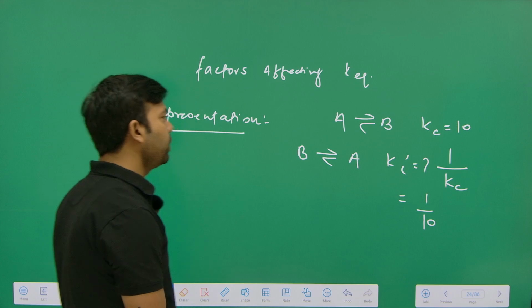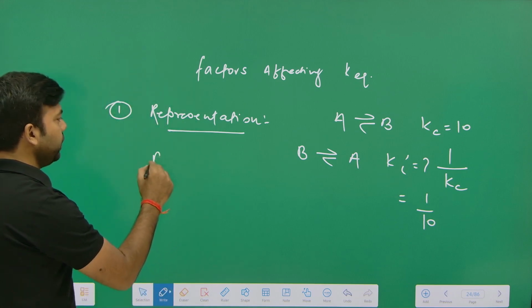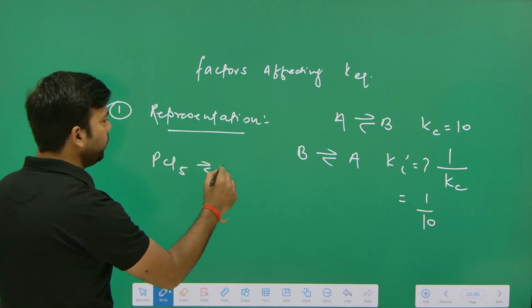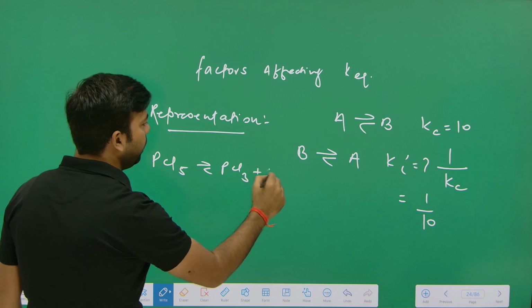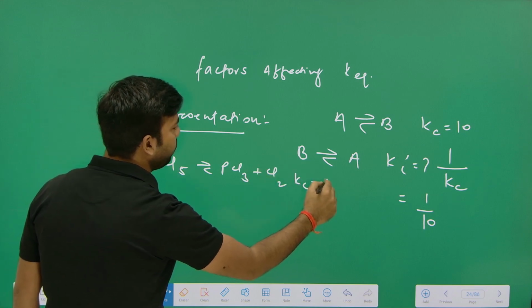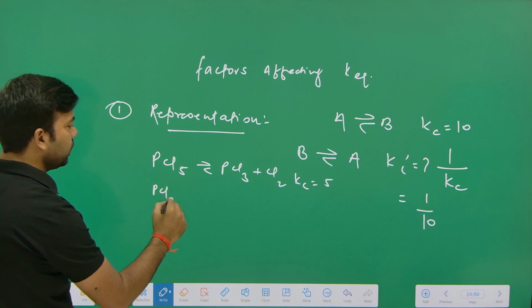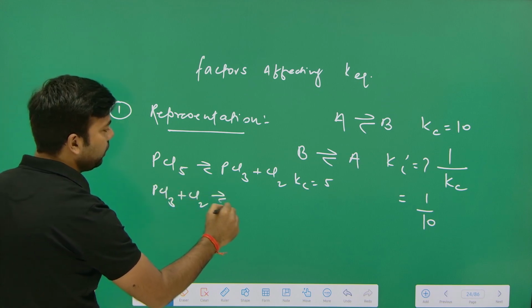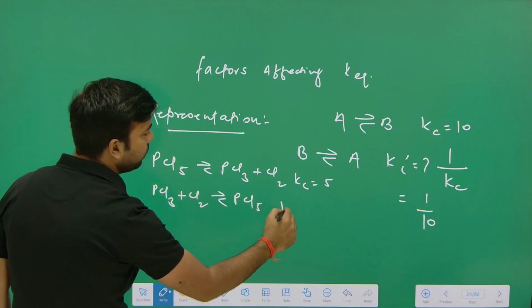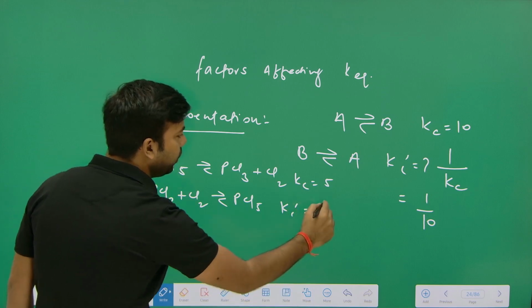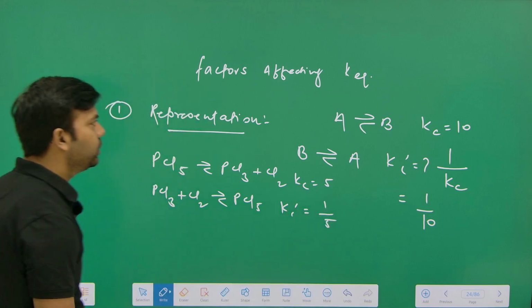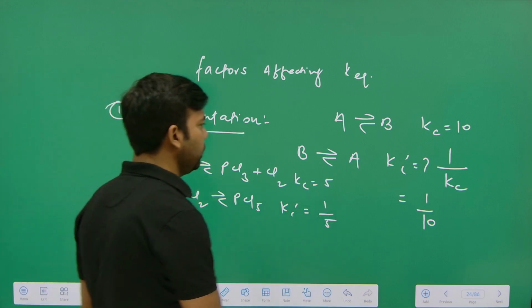Clear? Easy. Suppose we have a reaction PCl5 breaking down into PCl3 and Cl2, and Kc for this is supposed to be 5. Then what should be the new Kc for the reaction PCl3 plus Cl2 gives PCl5? What should be the new Kc? It will be 1 over 5. Simple. Makes sense? This is the first factor.